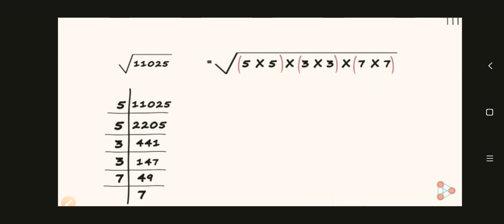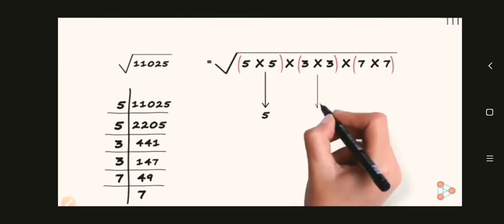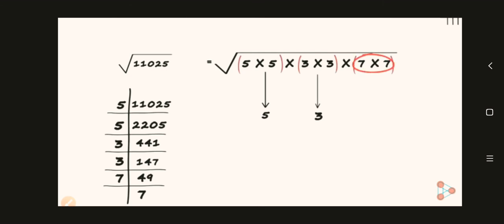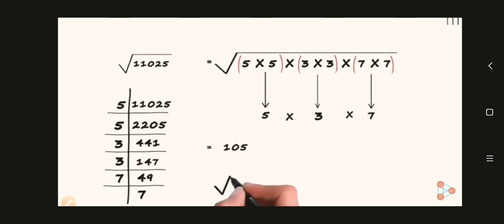We choose one number from each pair. So from the first pair, we choose 5. From the second pair, we choose 3. And from the third pair, we choose a 7. And to find the square root, all we have to do is multiply these numbers. 5 multiplied by 3 multiplied by 7 equals 105. Hence, the square root of 11,025 is 105.